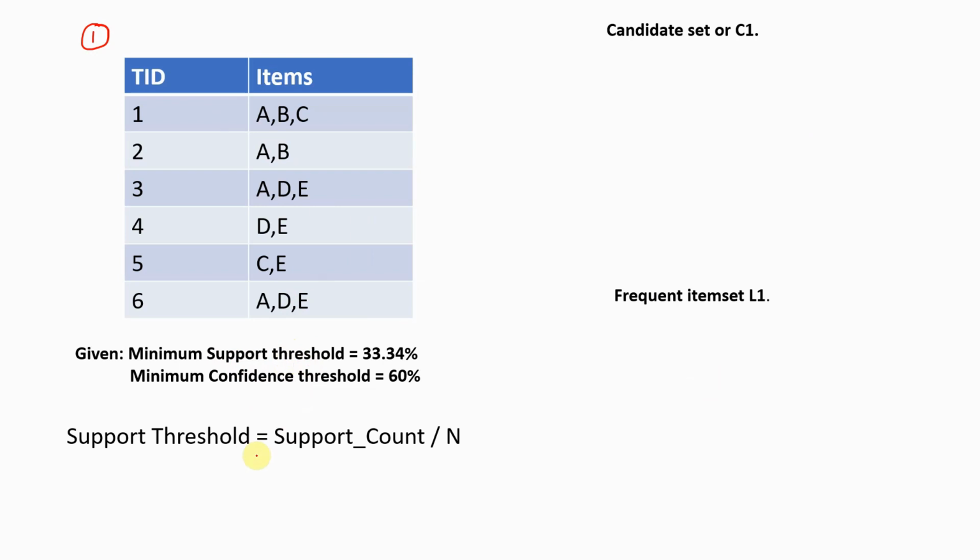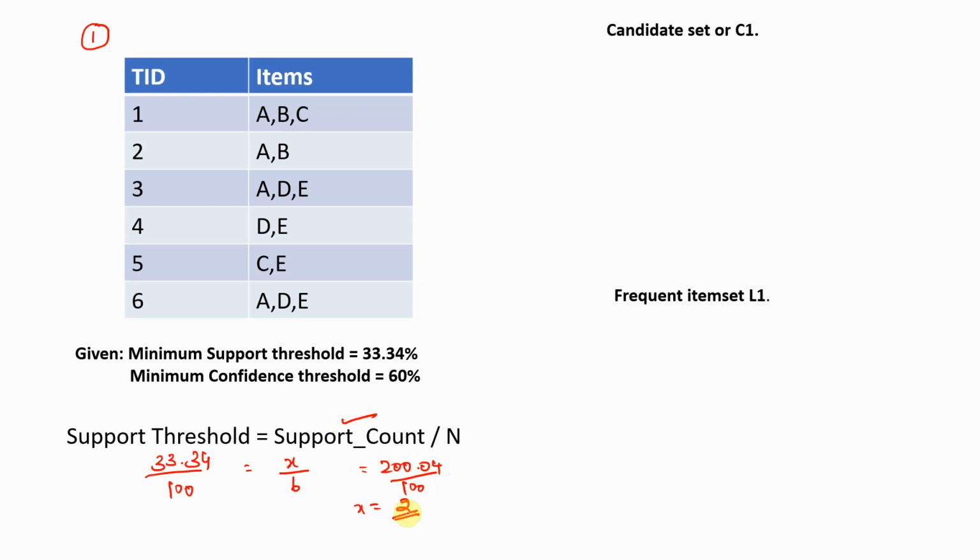To use the support value, I need to convert it into a support count. The threshold value is in terms of percentage, and the count value I don't know yet. N, the total number of transactions, is 6. So I calculate 33.34 times 6 divided by 100, which gives about 2.0004. So the support count I am going to consider is 2.